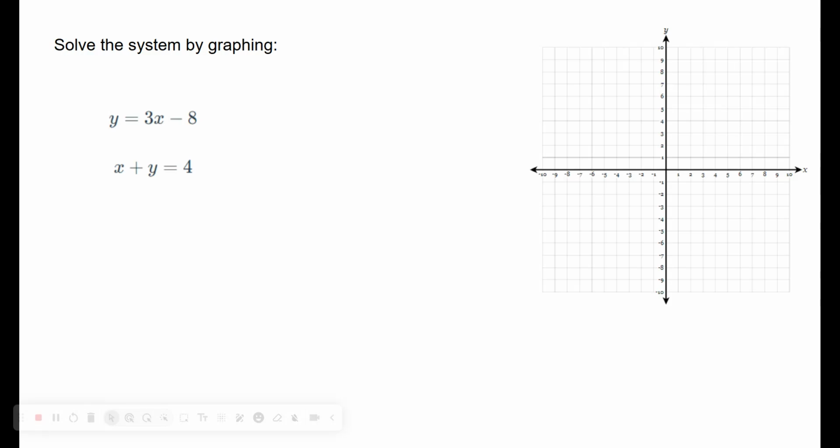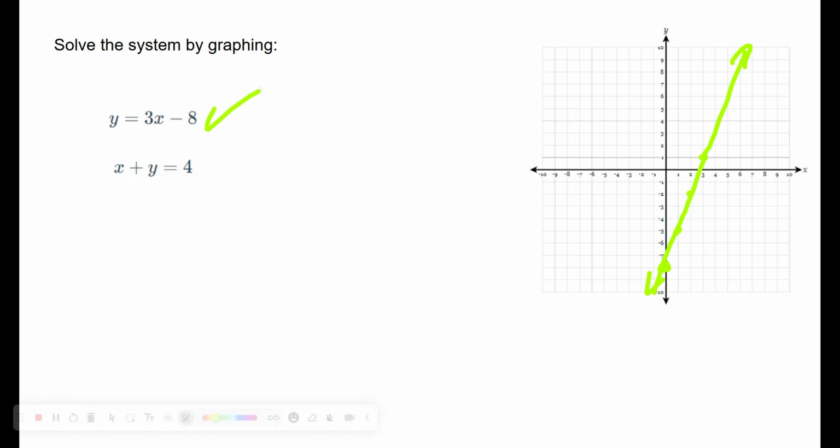Here we have two linear equations. We've got y equals 3x minus 8, so I know my y-intercept is going to be at minus 8. My slope is positive 3. 1, 2, 3 over 1. 2, 3 over 1. Look at this. You can just keep that rolling. That's going to form a straight line. Can I try it? Yeah, look at that. Not so bad.